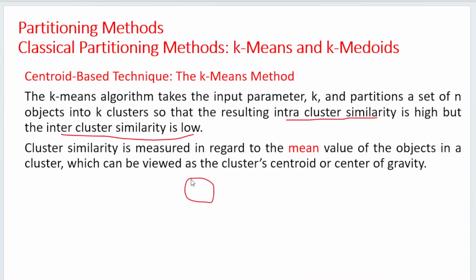That means if any data points are within the cluster, all these data points should be similar. And if any data points are outside the cluster, they should have less similarity between these two clusters; if you compare, they should have very low similarity. The cluster similarity is measured with regard to the mean value of the objects in a cluster. This K-means algorithm completely depends upon the mean value of the given data points, which can be viewed as the cluster centroid or center of gravity. We will call it like this.